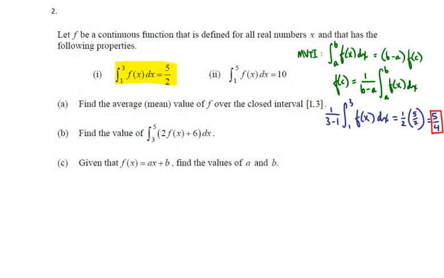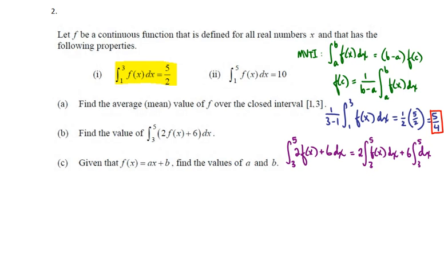Now for the second part, we want to find the value of the integral from 3 to 5 of 2f of x plus 6 dx. The strategy we're going to use here, first of all, is to just break this integral down using our properties of integrals. We're going to break that down into two separate integrals. And using the constant multiple property, we're going to move the 2 outside the integration sign. So we get 2 times the integral from 3 to 5 of f of x dx. And secondly, we have plus 6 times the integral from 3 to 5 dx.